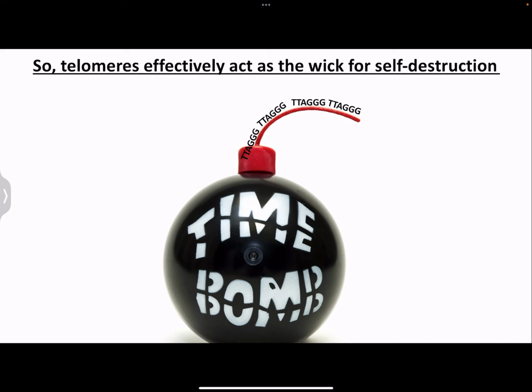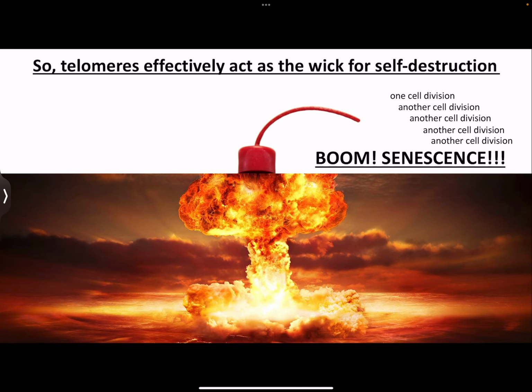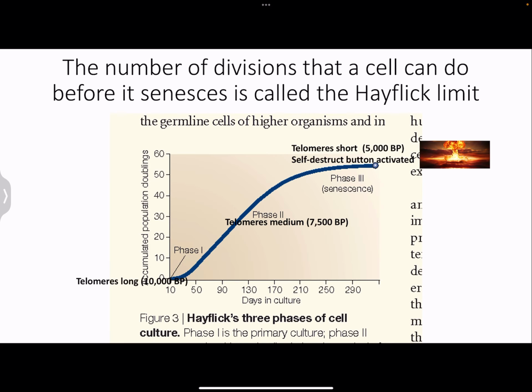So just to see how many analogies I can squeeze in here, you could think of a telomere as a wick for self-destruction. So we have a certain amount of TTAGGG repeats. In every division, we get rid of a few, we get rid of a few, we get rid of a few, and boom, when it gets too short, this cellular senescence, this apoptosis event, actually probably more cellular senescence than apoptosis, the cell is just going to basically take itself out of the equation.